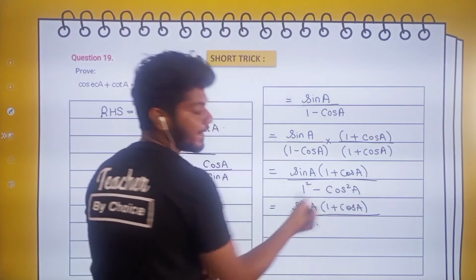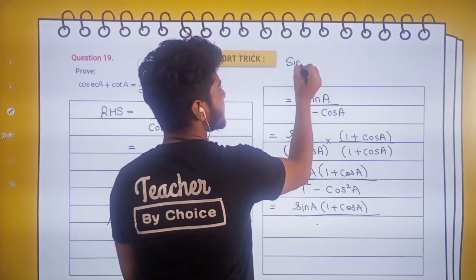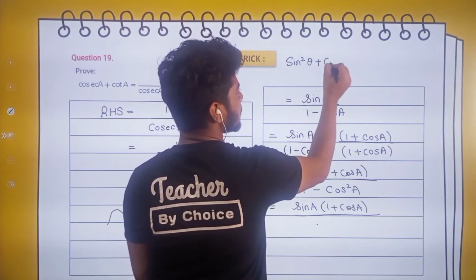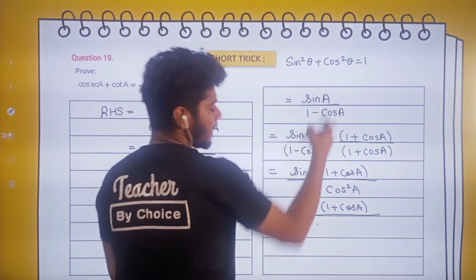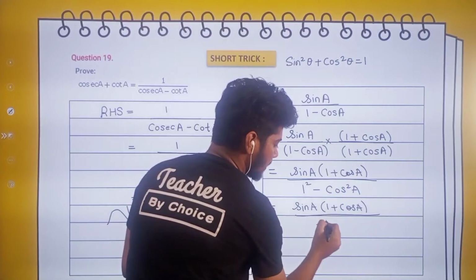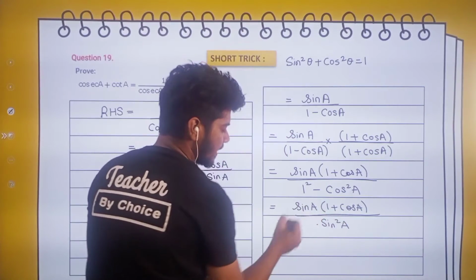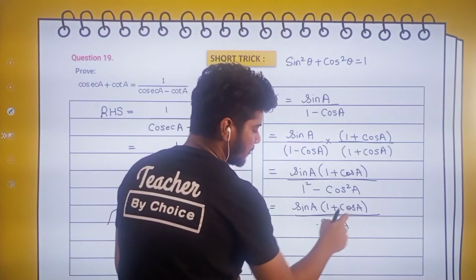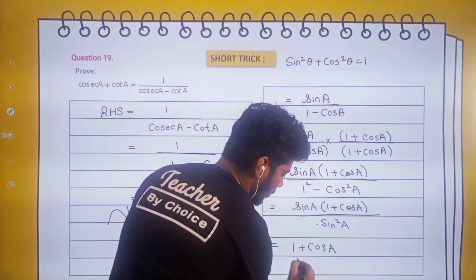Use the identity, sin square theta plus cos square theta is equal to 1. So what are we getting here? 1 minus cos square a is sin square a. One sin will get cancelled off. You are left with 1 plus cos a upon sin a.